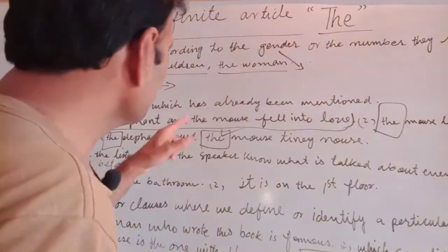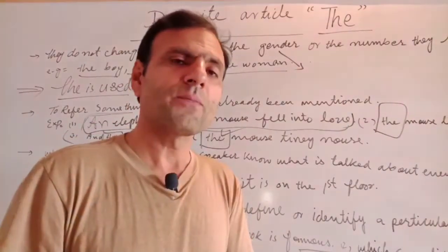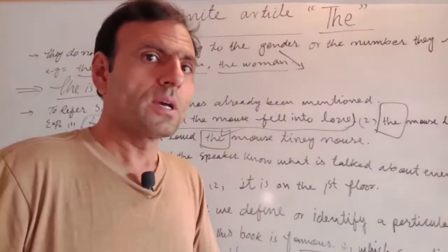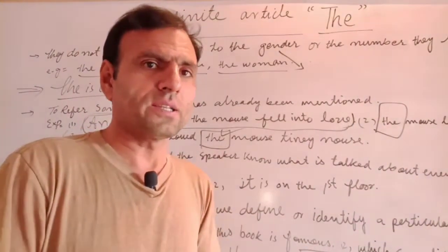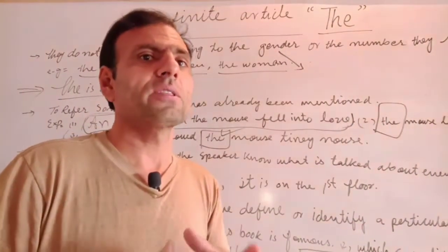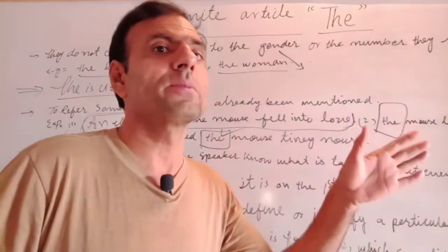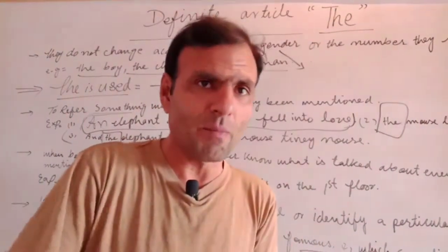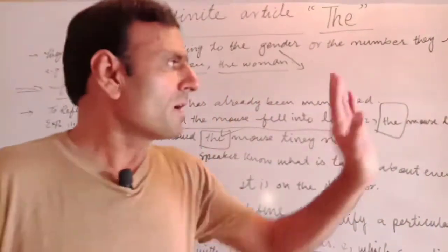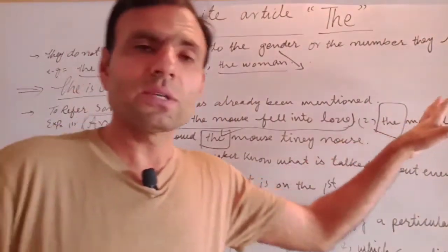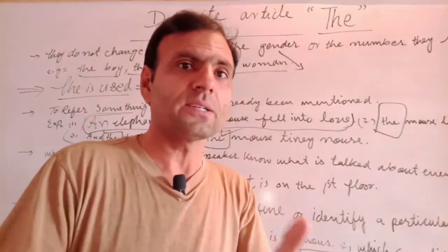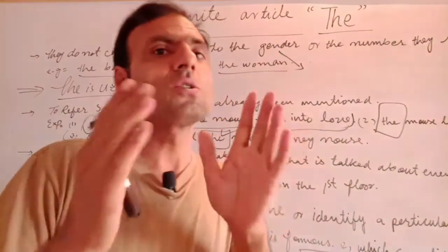See, an elephant and the mouse fell into love. This is a thing which has been mentioned. Now, as I said, we use a definite article, "the," with the things that have already been mentioned. Now this thing is mentioned, that there is a love between a mouse and an elephant. Now we use: the mouse loved the long trunk of the elephant, and the elephant loved the tiny nose of the mouse.